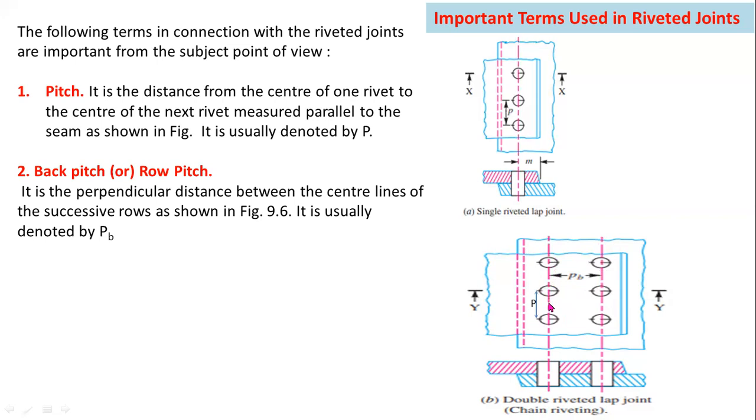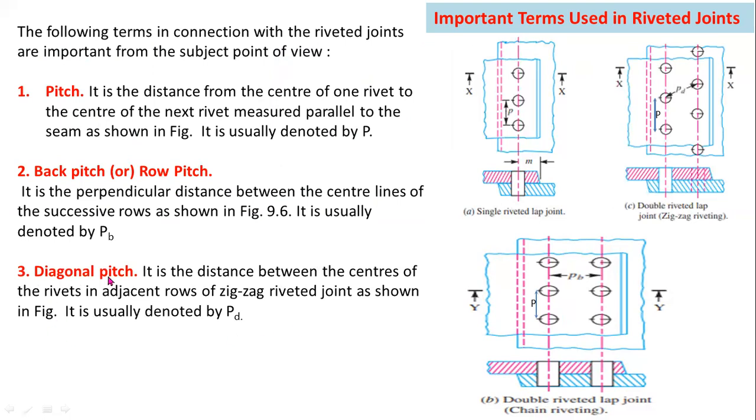This is the one row of a riveted joint, this is the another row of a riveted joint, this is the double riveted lap joint. So here this is the pitch from here to here, the distance is pitch, from here to here the distance is pitch. In similar way, the distance between these 2 points is also pitch. But here the perpendicular distance between the center lines of the successive rows is called row pitch or back pitch.